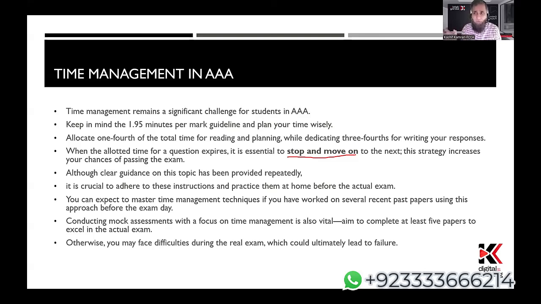Take opportunities from question number 2. Then take opportunities from question number 3. Maximizing the opportunities means you're maximizing your prospects of going above the 50 marks barrier in the AAA paper. Be wise, right? Be clever. At times, you're not clever in the exam. We're not taking the right decisions in the exam.